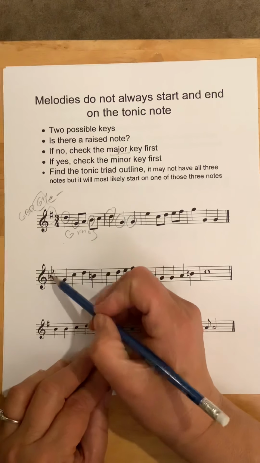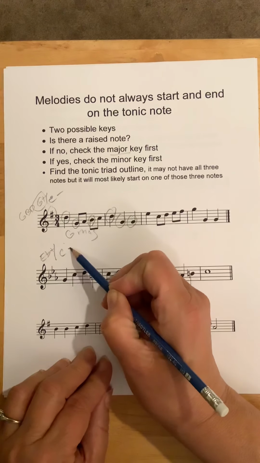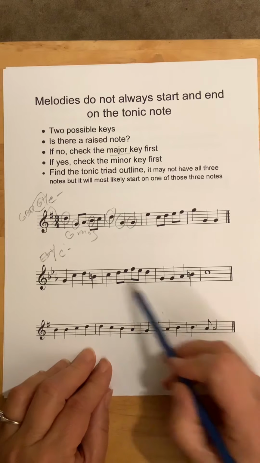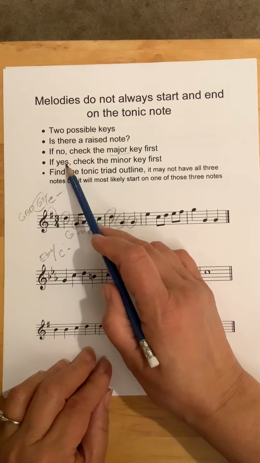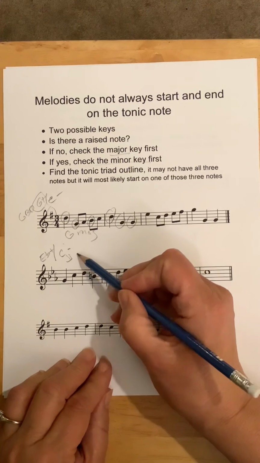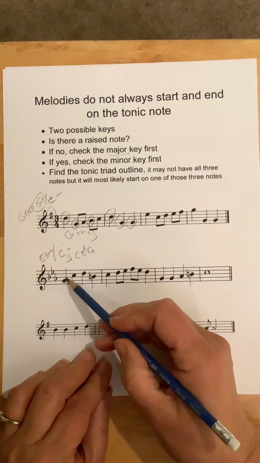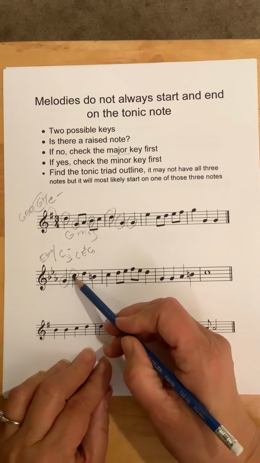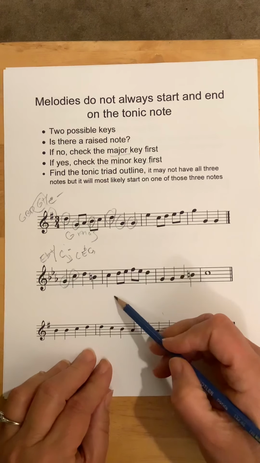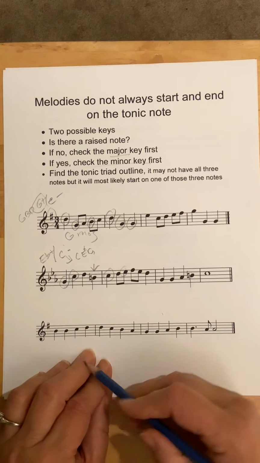Let's look at this one. 3 flats. So that's E flat major or C minor. Is there a raised note? Yeah, there's a raised note. There's a B natural. So now, because there's a raised note, I'm going to check the minor key first. So the tonic triad of C minor is C, E flat, G. Okay, there's a G and a C. Well, there's the dominant tonic right there. G, C. The E's over here. There's another C, but this B really nails it.